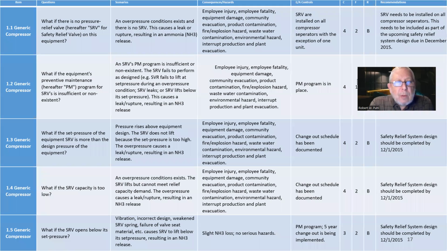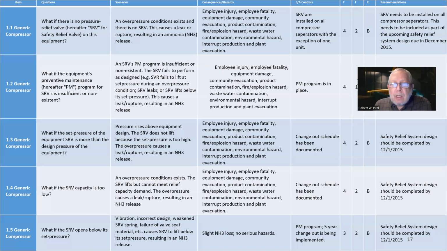What if there's no pressure relief valve, hereafter SRV, safety relief valve, on this equipment? In other words, what if there isn't one on this equipment? And then the scenario is an overpressure condition exists and there's no SRV. This causes a leak or rupture resulting in an ammonia release. NH3 is the chemical formula for anhydrous ammonia. And the outcome would be employee injury, employee fatality, equipment damage, community evacuation, product contamination, fire explosion hazard, wastewater contamination, environmental hazard, interrupt production and plant evacuation.